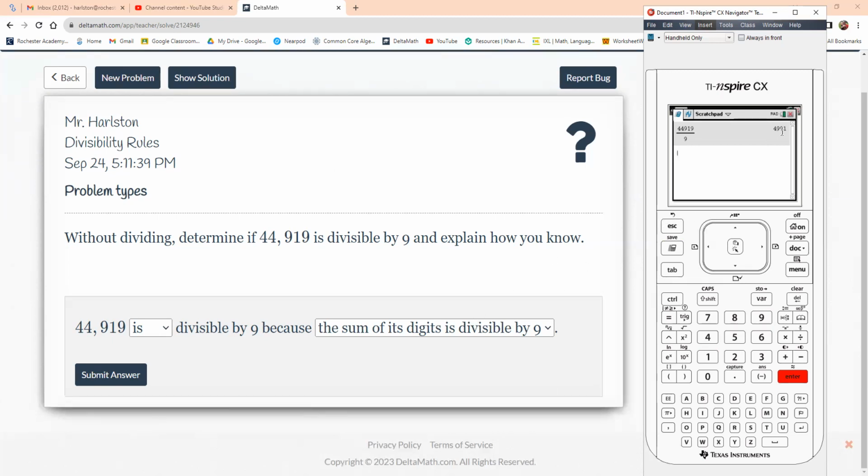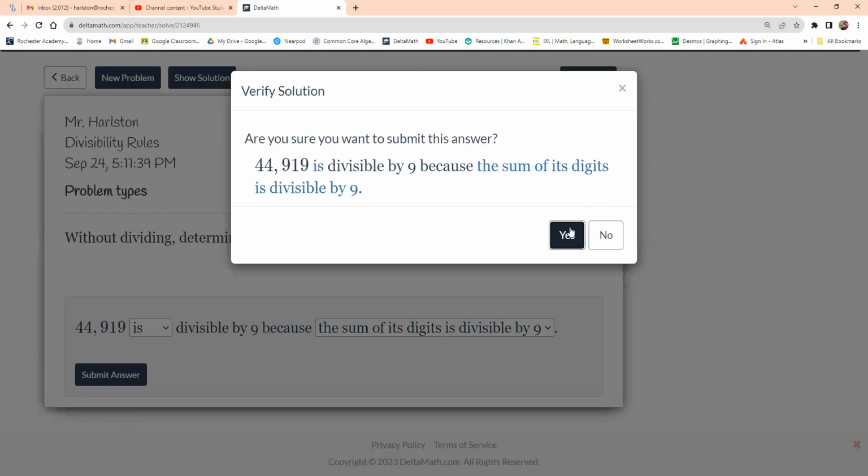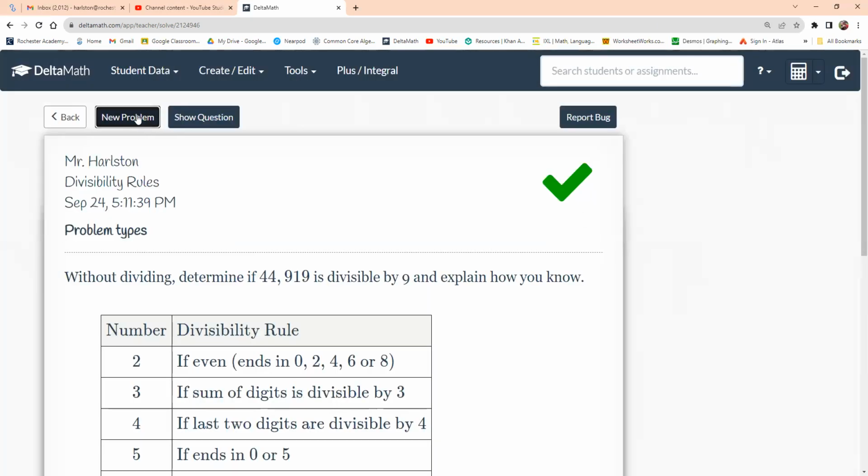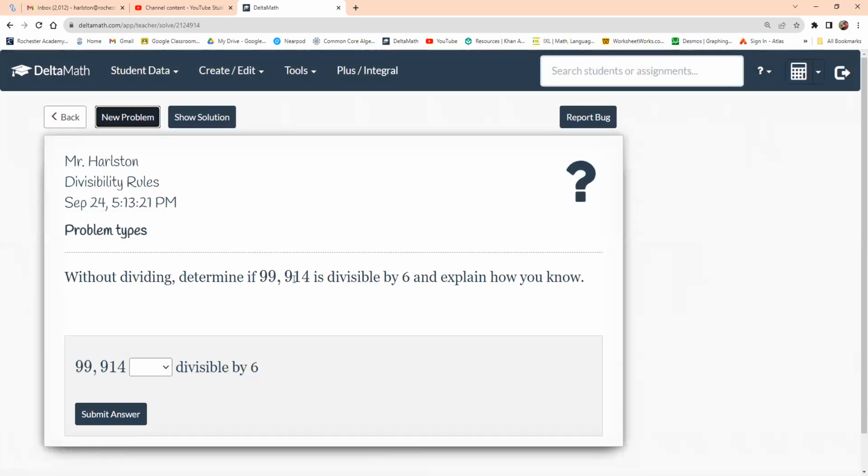But if you use a calculator, it'll tell you whether it's divisible, but it won't tell you why it's divisible. You've got to know the rules. In this case, it's divisible because the sum of these digits is divisible by 9, and that would be your answer. Okay, let's do one more. This one says, without dividing, determine if this number, 99,914, is divisible by 6. Explain how you know.